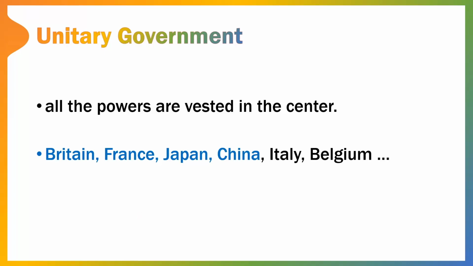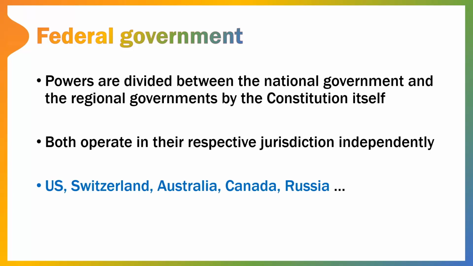Now the second type of government is the federal government. A federal government, on the other hand, is one in which the powers are divided between the national government and the regional governments, that means the state governments or provincial governments. This is done by the constitution itself, and both operate in their respective jurisdictions independently. State governments have their own power, the national government has its own power, and both have their own jurisdiction.